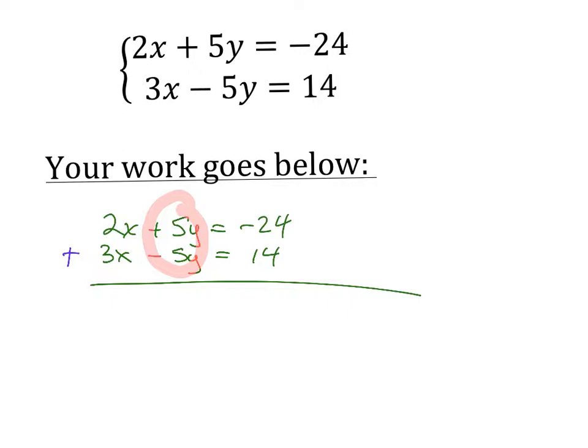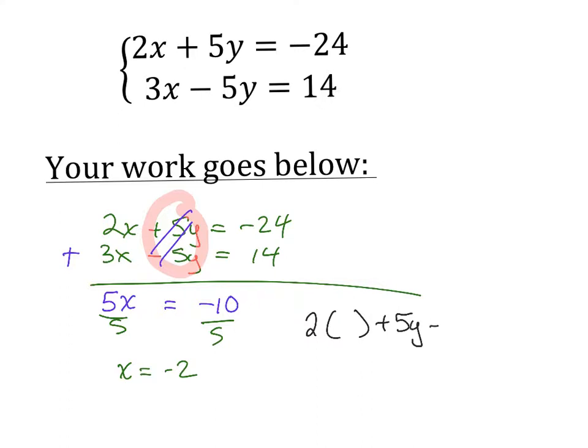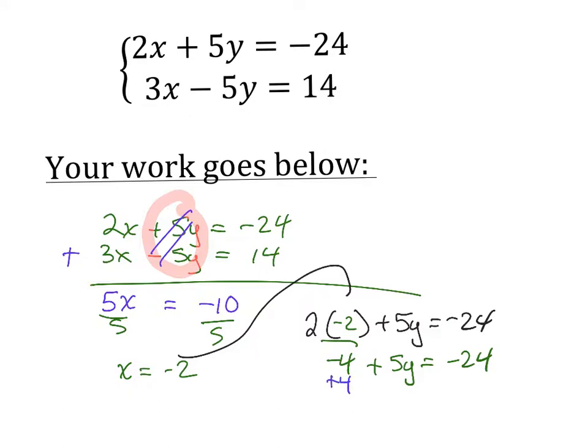You're combining the two because those two equations are occurring at the same time. 2x and 3x is 5x. Y's go away, equals negative 10. I divide by 5 and I get that x is negative 2. And if x is negative 2, in order to get y, you're going to use one of the two equations. So let's just use 2x plus 5y equals negative 24 and plug that in there. 2 times negative 2 is negative 4 plus 5y is equal to negative 24. Remember, you're solving for y now. 5y will equal negative 20, and when you divide by 5, you get that y is equal to negative 4.